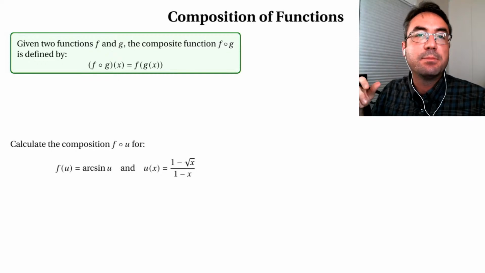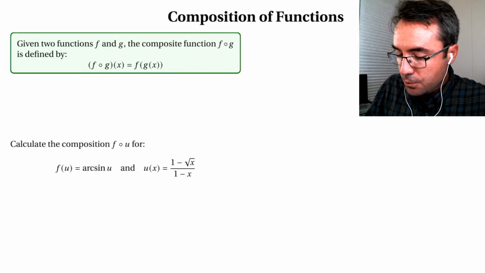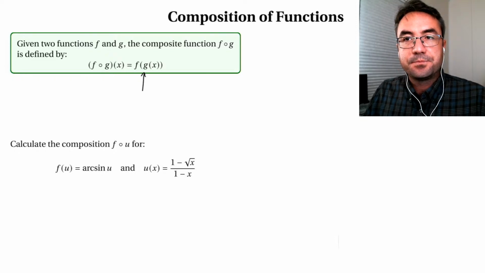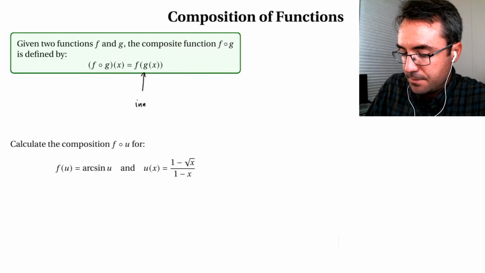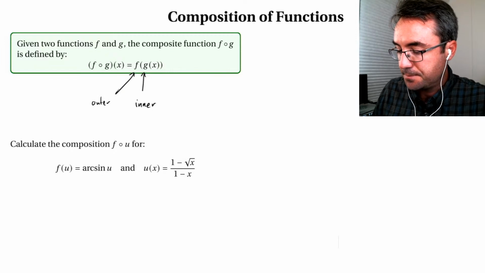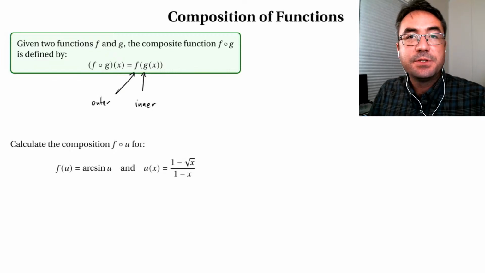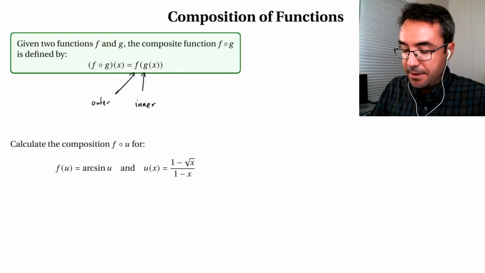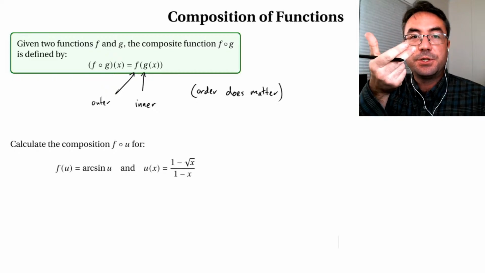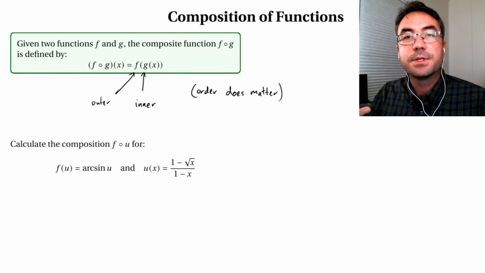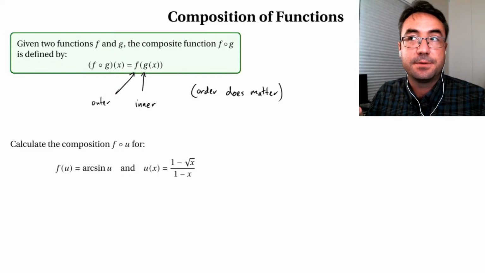So it's sort of like an assembly line. And usually the function that we do first, we call that our inner function, and the one that happens last, we call that our outer function. When we do composition, because it's like an assembly line, the order matters. If you reverse the order, if you switch the inner and outer function, most likely you're going to get a different result.